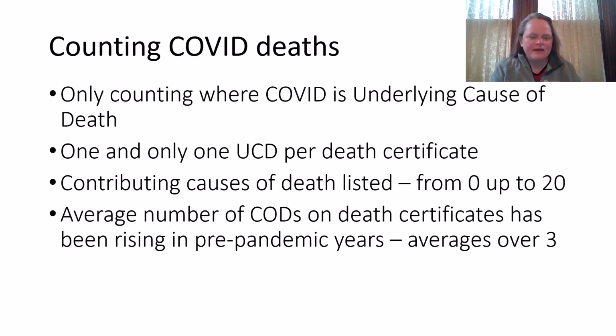It's possible. In any case, on a standard death certificate, you can have up to 20 contributing causes of death listed. You don't have to list any contributing causes of death, but you must have one and only one underlying cause of death. What many people do not know, and I have checked it out myself in recent years, is that the average number of causes of death, including that underlying cause of death, has been increasing past 3. The average number, that is.